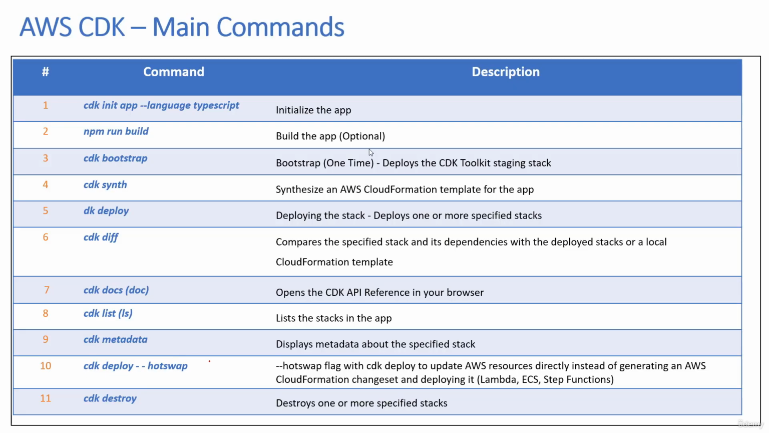The next one we have is the CDK deploy hotswap. What this hotswap flag does is it deploys the AWS resources directly instead of generating the AWS CloudFormation change set. So this should not be used in the production environment because it doesn't deploy the change set for you to review and then deploy. It's directly going to deploy the changes, and there will also be a warning provided by AWS which recommends to use this kind of flag only in the dev environment and not in the production environment.